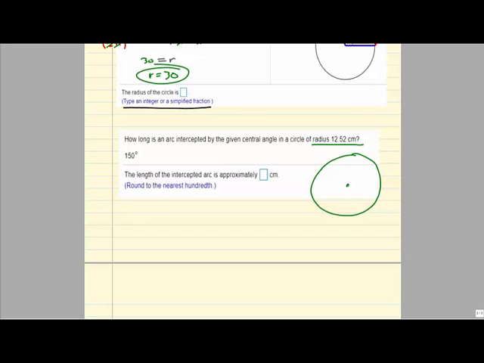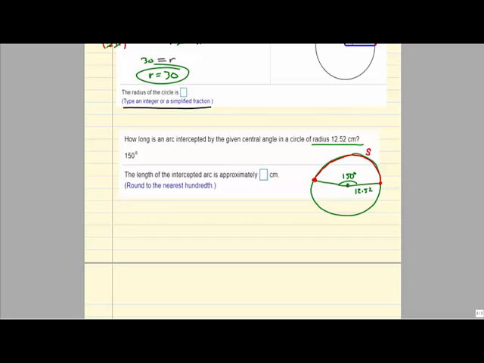So our radius is 12.52 centimeters. And then we have some arc of 150 degrees. Well, that is going to go clear over here, and that's 150 degrees. And then we're asked to find the distance from that terminal side to the initial side along the circle. So this is what I'm trying to find.